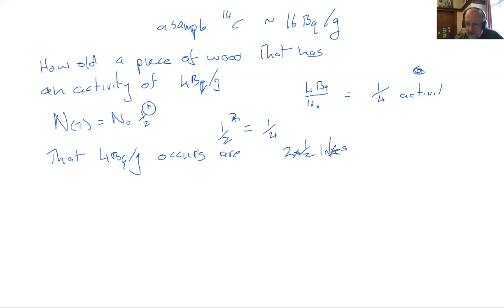Okay, so 1 half-life is 5,700 years, times 2. What's that? 11,400 years. So that sample would be 11,400 years old. And so we actually have about 20, 30 different radioactive clocks now.